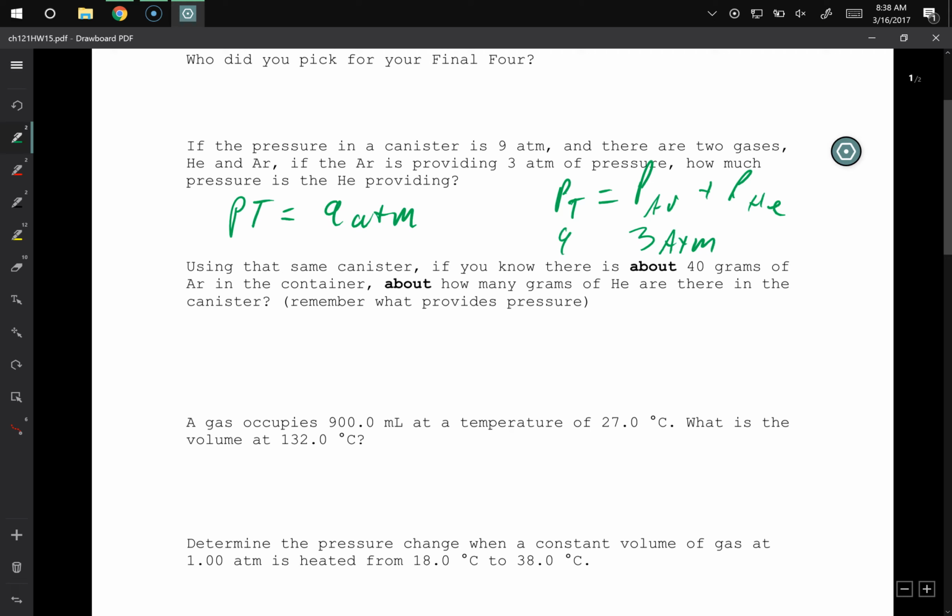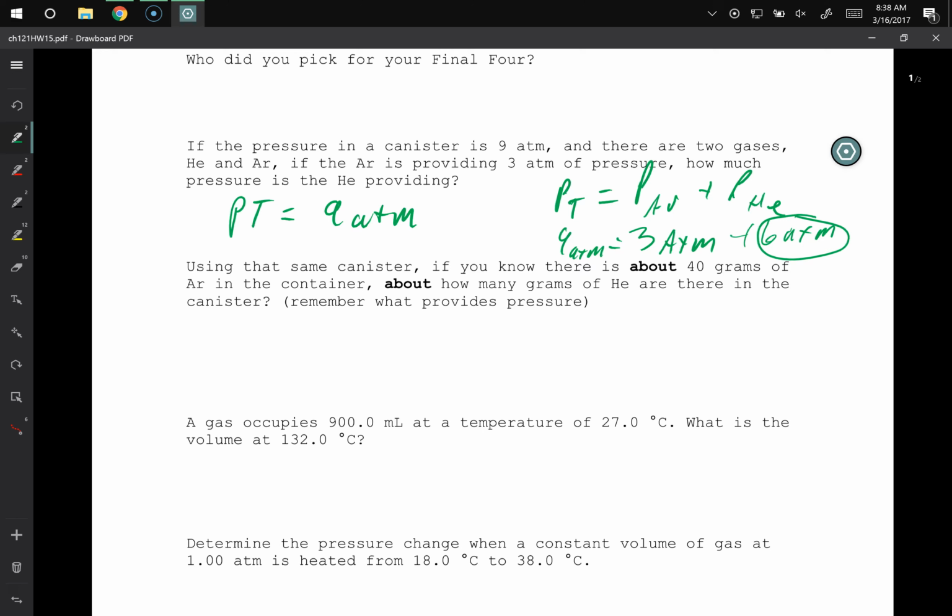And my total pressure is 9 atm. Then this is a Dalton's Law one, and we said Dalton's Law ones are pretty easy, so what's your answer here? So your answer here is 6. So that 6 atm is what must be provided by the helium.